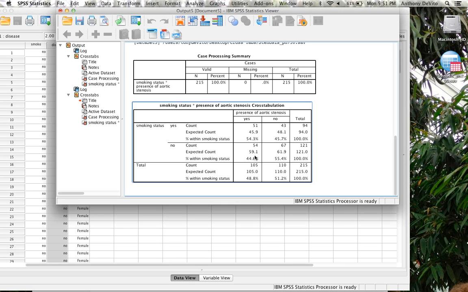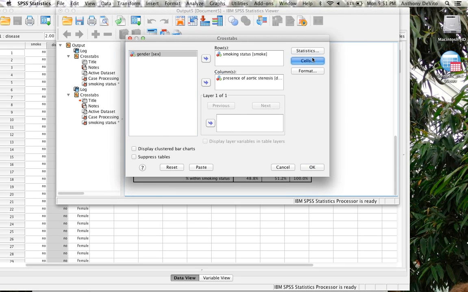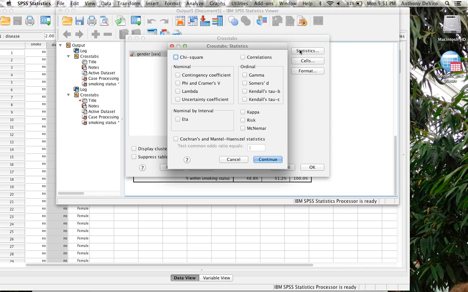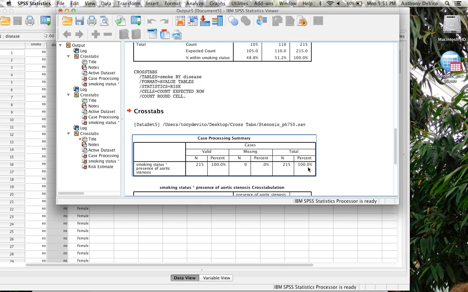How about my odds ratio? Well, that's going to be equal to 51 over 43 divided by 54 over 67. It didn't do it in this particular situation, did it? I don't see that in this particular box. So I'm going to go back here again: Analyze, Descriptive Statistics, Crosstabs, and I'm going to go back into my cells and, excuse me, not here. I'm going to go back into Statistics, and this time I'm going to ask it to calculate risk. That's my odds ratio and my relative risk. I'm going to click OK, say OK.